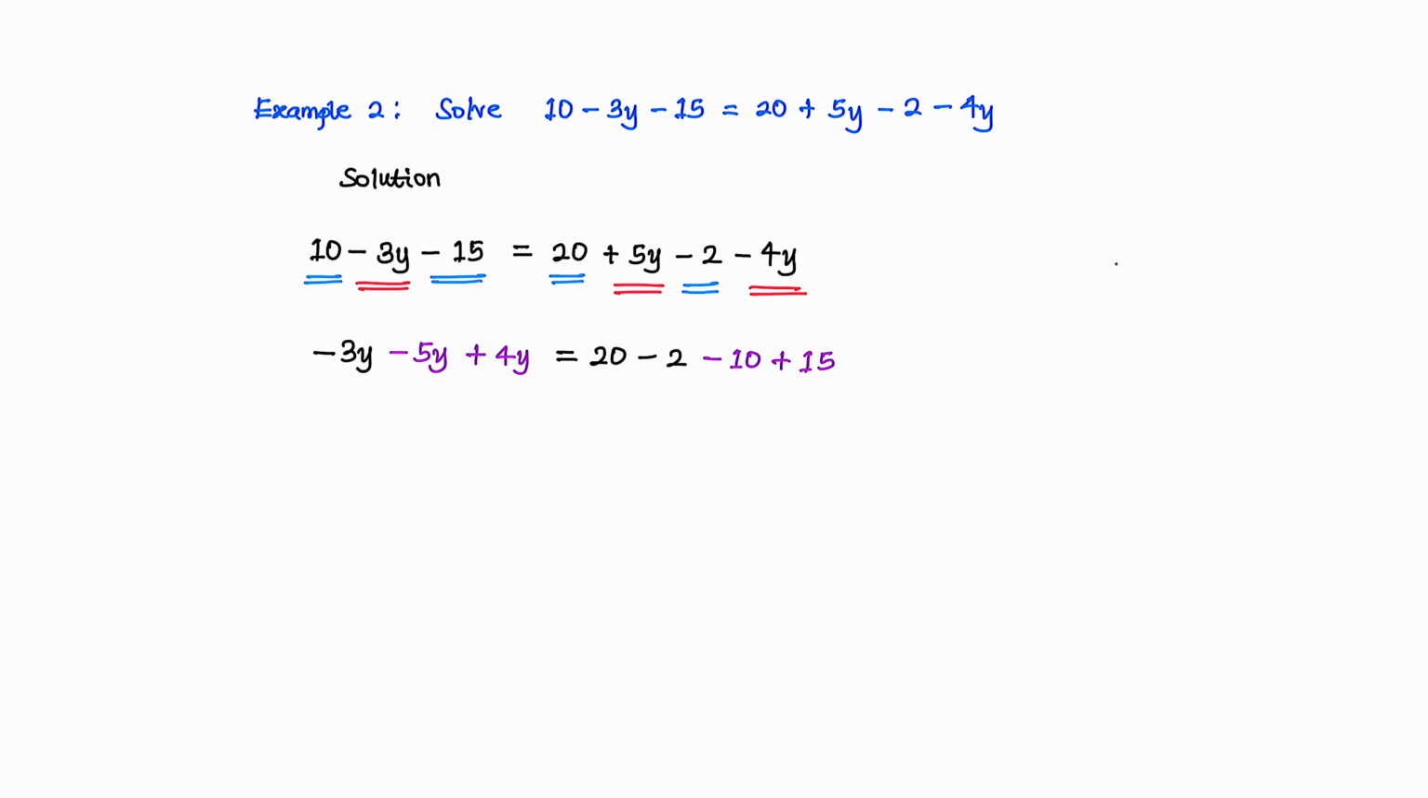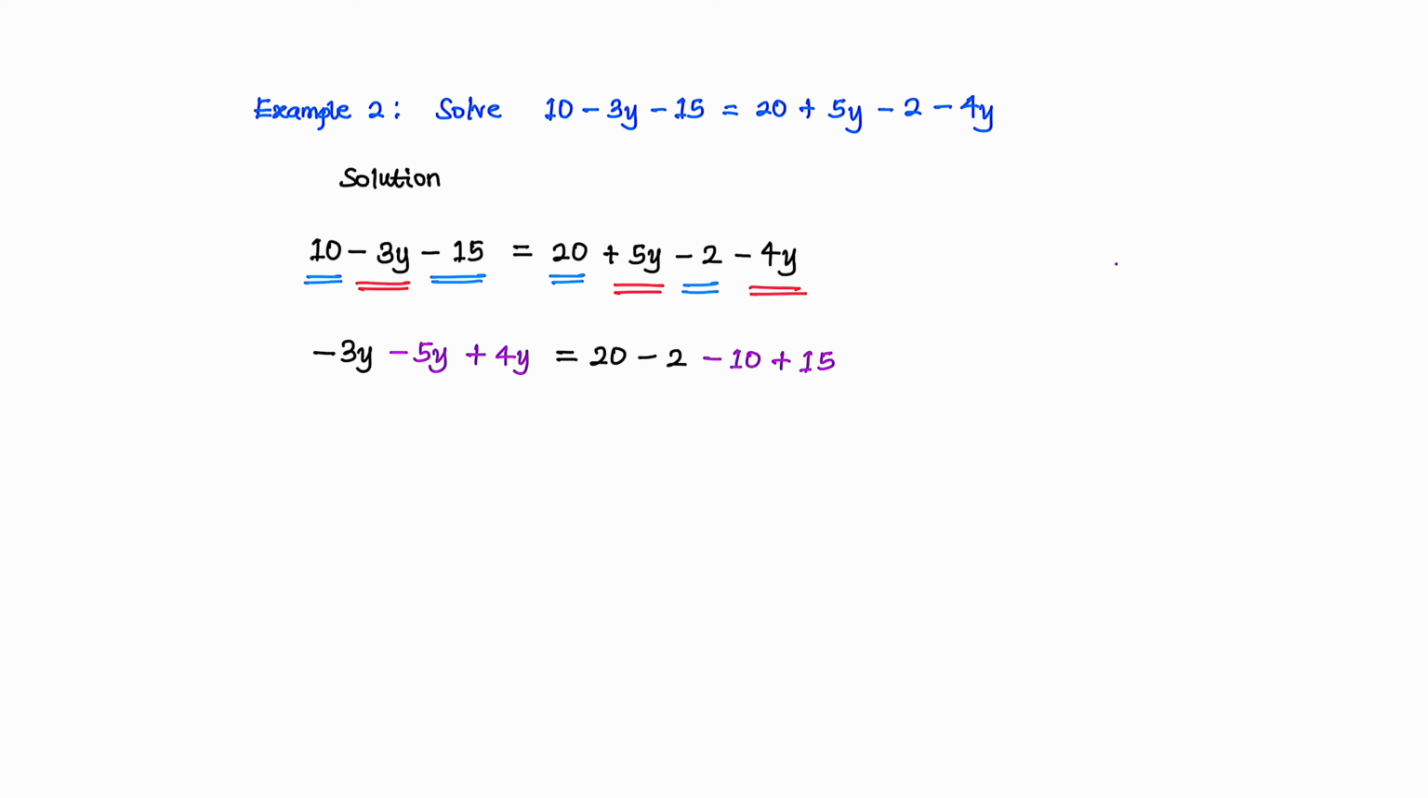A quick summary on what we did. We have minus 3y on the left, plus 5y is on the right. We bring it to the left, it turns to minus 5y. Then next we have minus 4y on the right. We bring it over to the left side, it turns to plus 4y. Then equal to, 20 has no y, but it is already on the right, so we don't change the sign. Minus 2 has no y, and it is already on the right, so we don't change the sign.